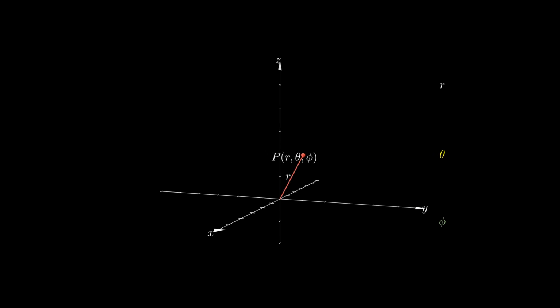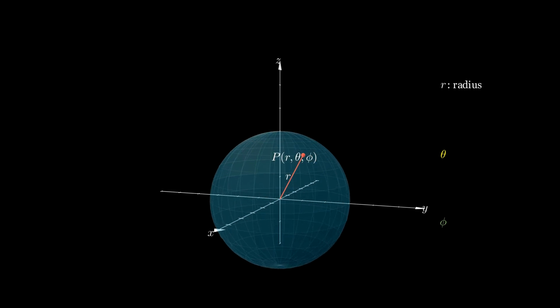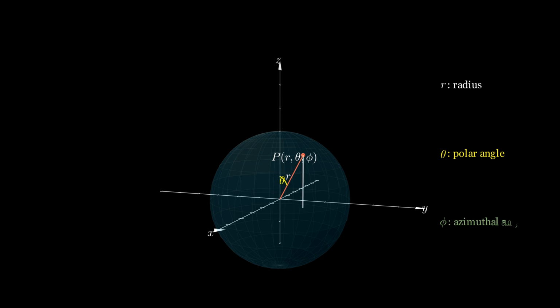In the spherical coordinate system, a point, let's call it point P, is described using three variables r, theta, and phi. R is defined as the distance from the origin to the point P. It can also be thought of as the radius of a sphere that is centered at the origin and passes through P. Theta, known as the polar angle, is the angle between positive z-axis and the position vector of P. Phi is the azimuthal angle, which is the angle between the positive x-axis and the projection of the position vector of point P onto the xy plane.